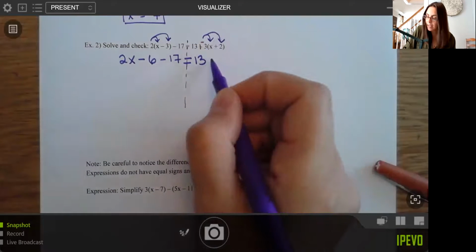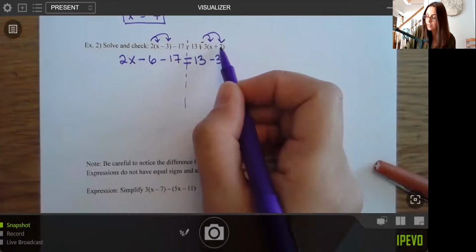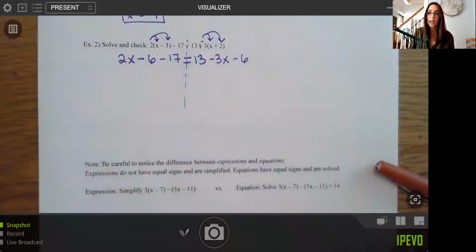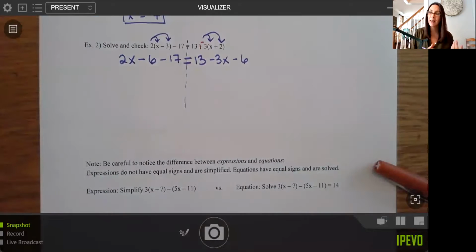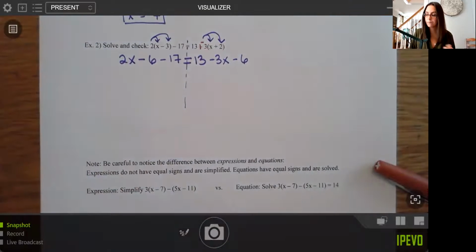So it's going to be a -3x. And then -3 times +2 is -6. You're going to see in math that negatives and minus signs are pretty much interchangeable. So you're welcome to either use subtraction or adding a negative when you write your problems down.